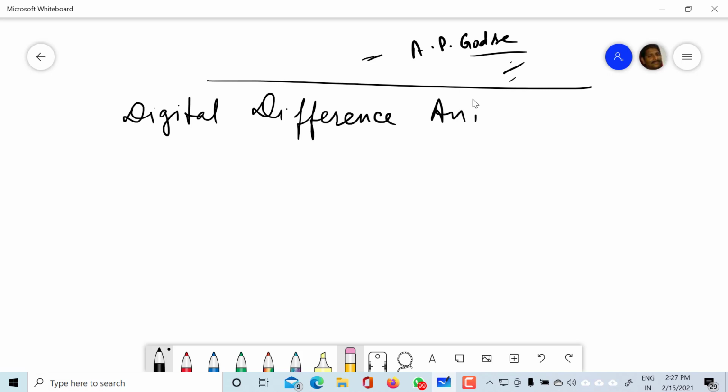Difference digital analyzer algorithm. In short, its name is DDA algorithm. DDA algorithm. Analyzer. It is L.